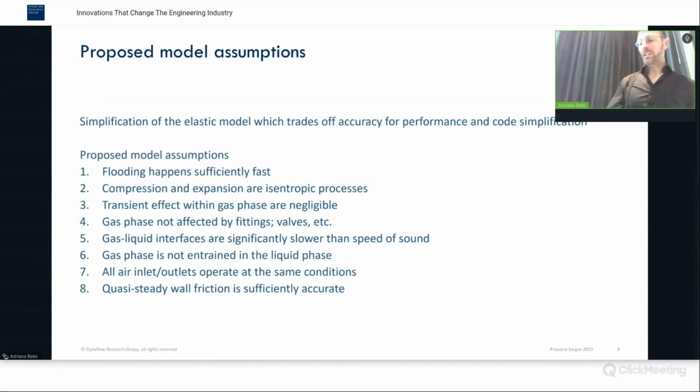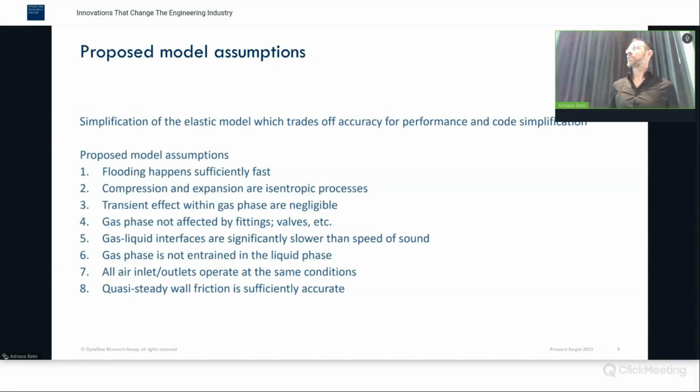What we did was take the elastic column model and make some modifications on top of that. We did that by assuming that the flooding happens sufficiently fast so that we can assume that the interface between the liquid and the gas is always perpendicular to the axis of the pipe. And so there are no mixed flow conditions that we consider. Either a point in a pipe is in the gas phase or it's in the liquid phase.